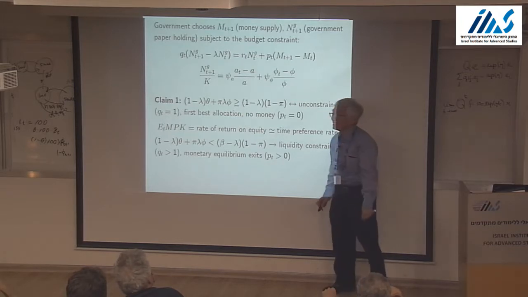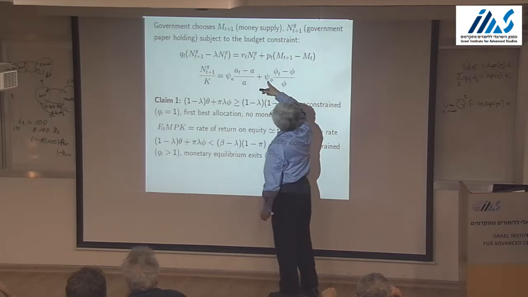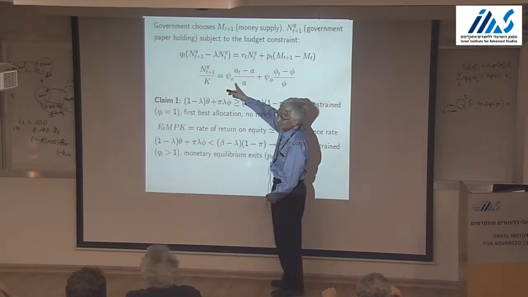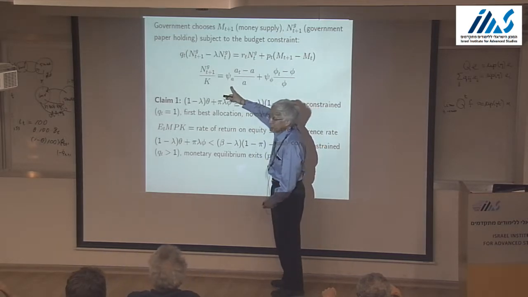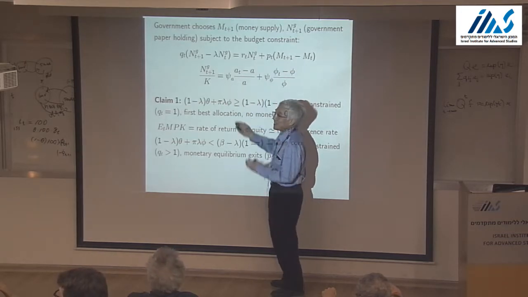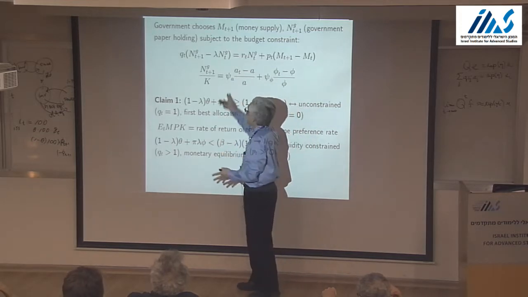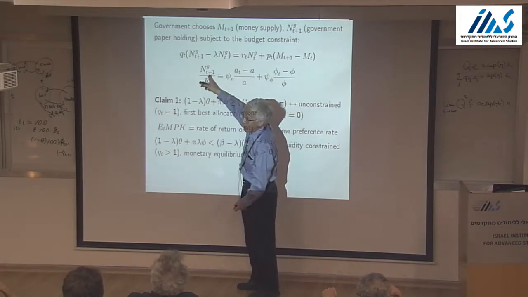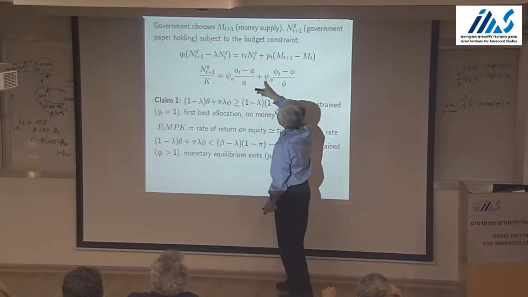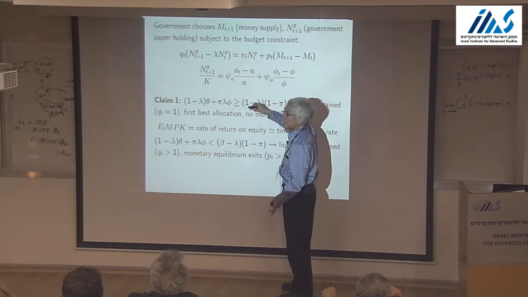Have you got it? Yeah. Psi is a feedback rule, a policy parameter. If A is high, so the productivity is high, how much is the government going to buy? And if the liquidity is low, how much is the government going to buy?